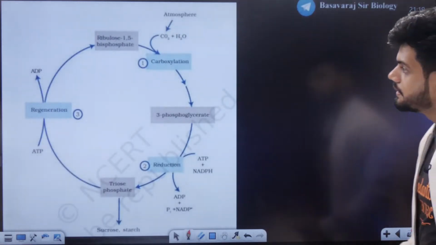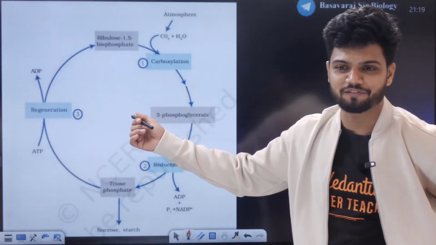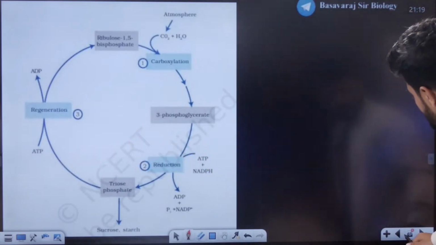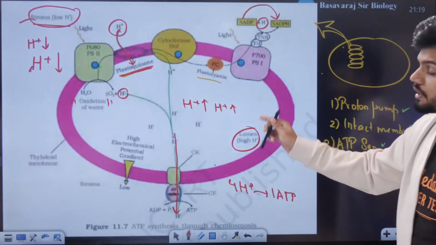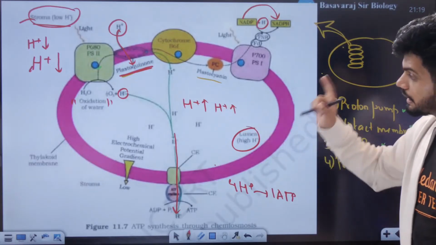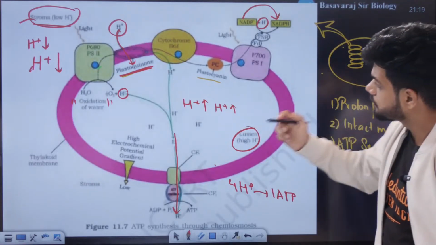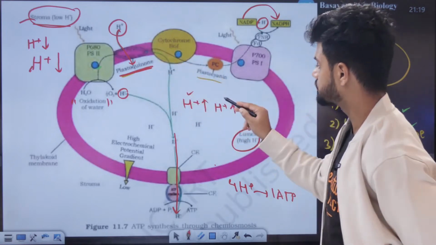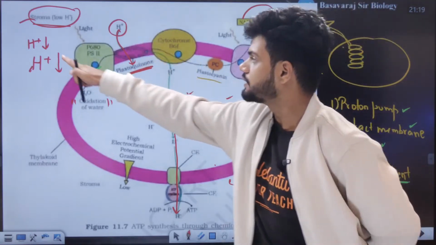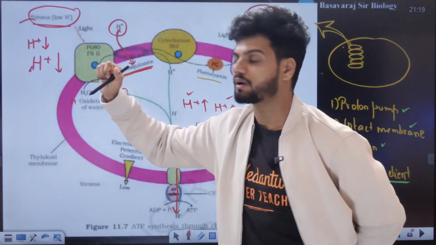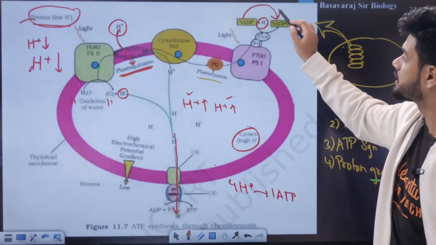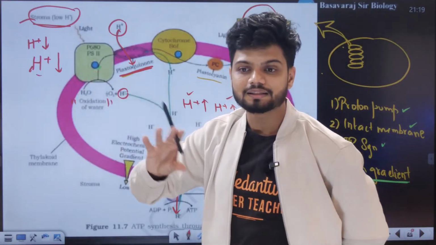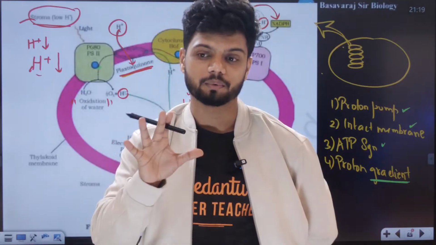Next is the C3 cycle. All of you know the famous C3 cycle. I will give you a small recap here, students. Understand how the protons are being made here. The first way is photolysis of water, increasing. Second method, plastoquinone: hydrogen is pulled from here, so it is decreasing on the stroma side. Third method, NADP is getting reduced to NADPH. Again, protons are decreasing. That is how the proton gradient is formed.